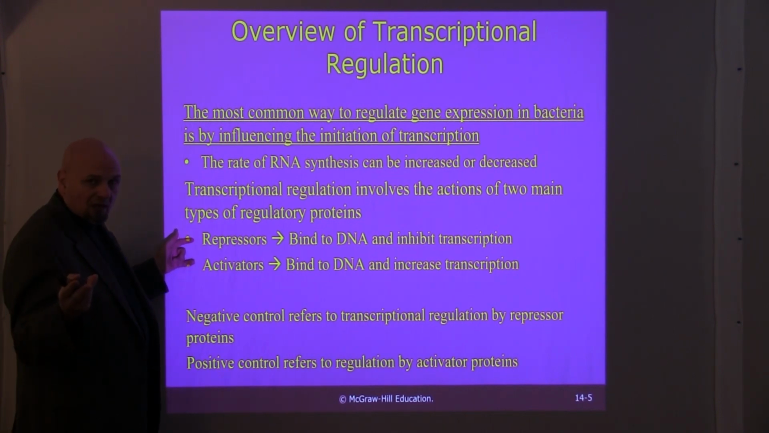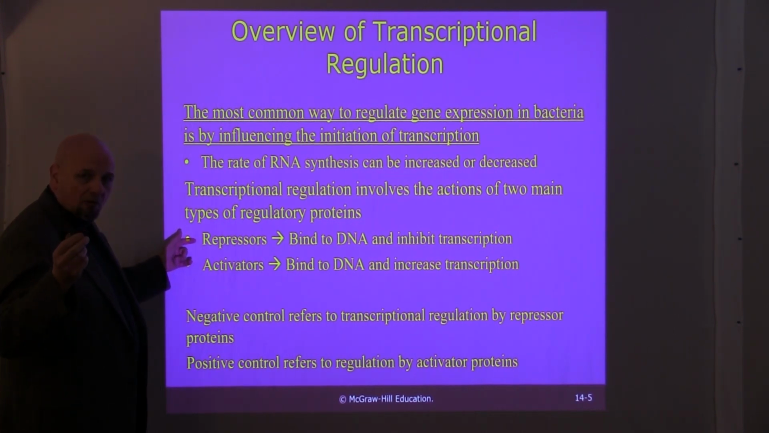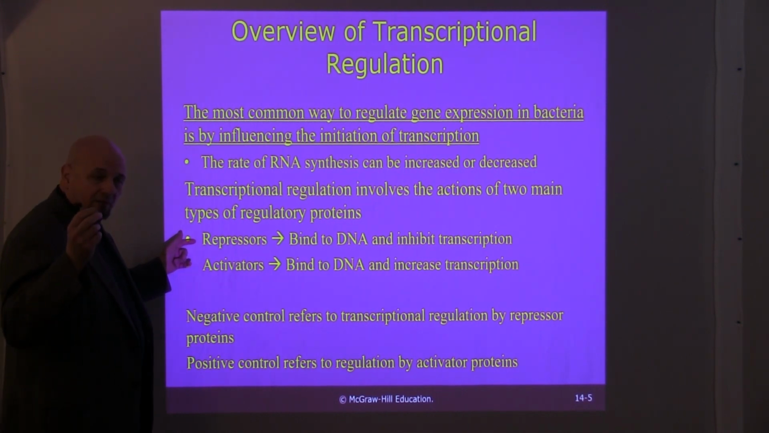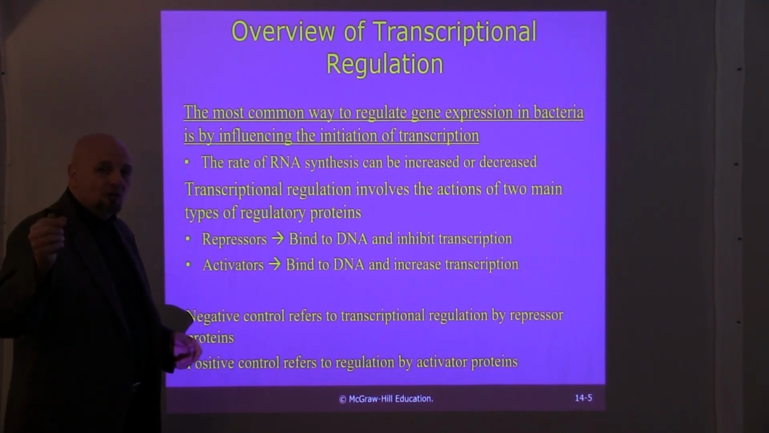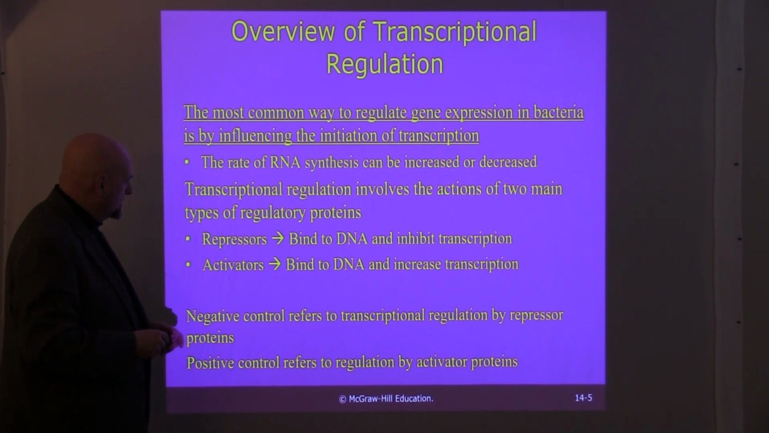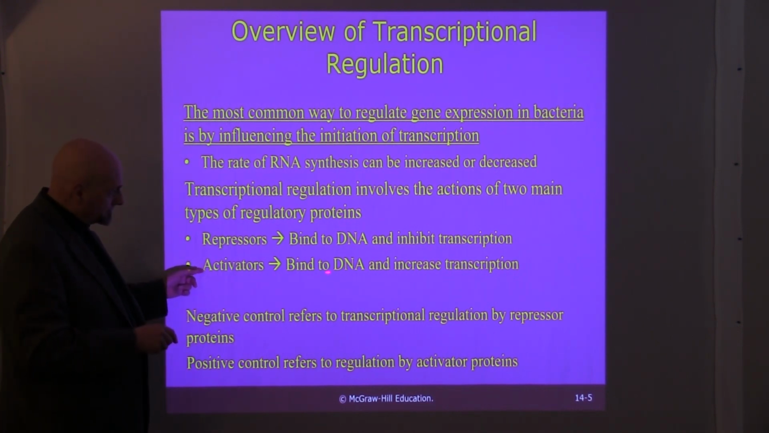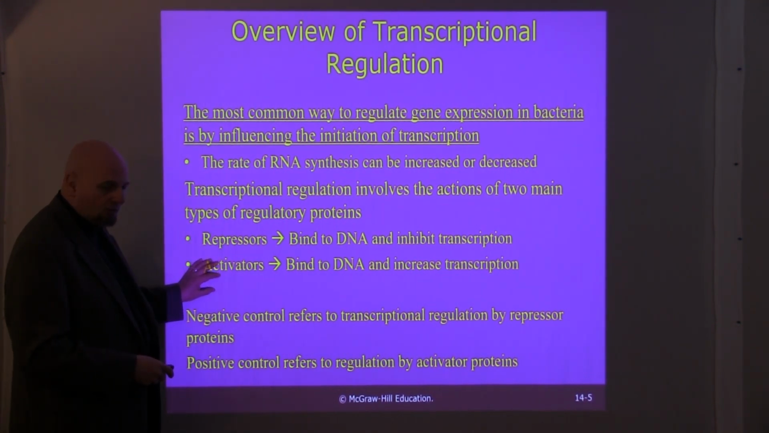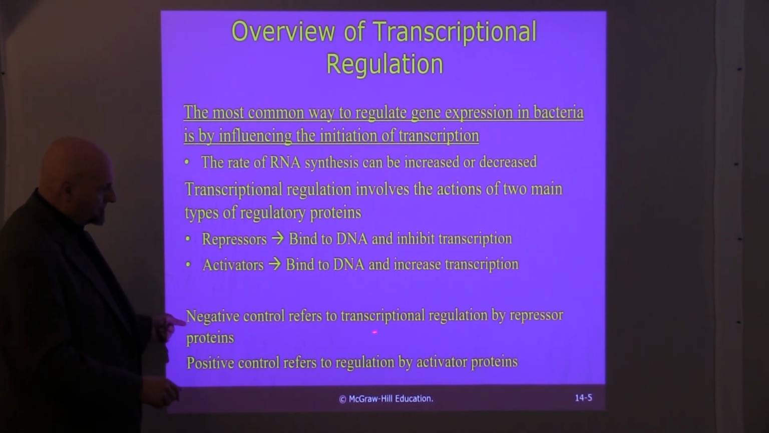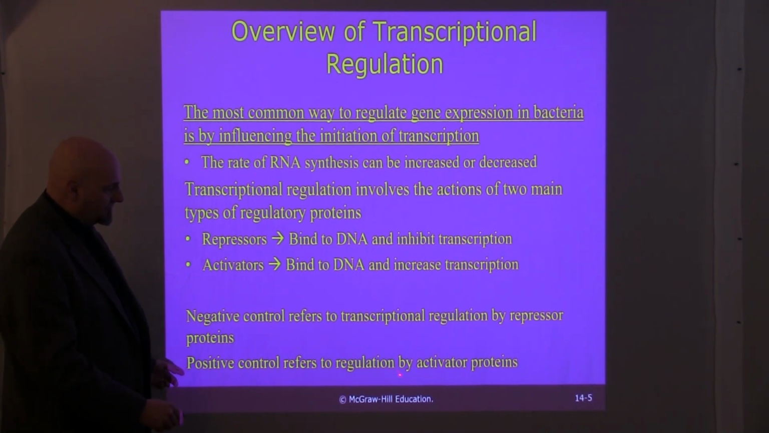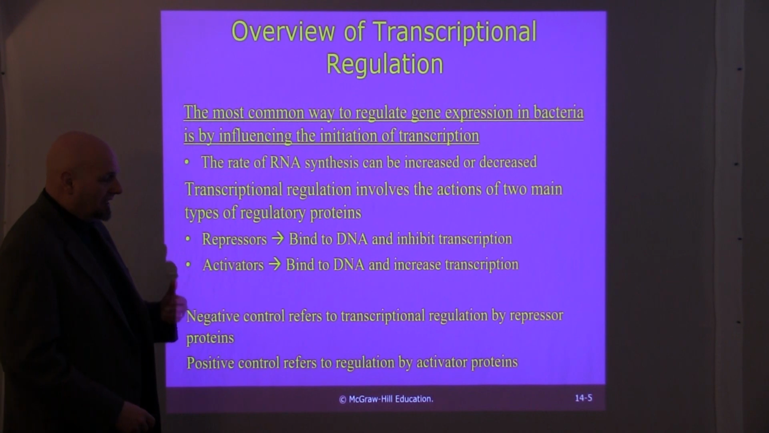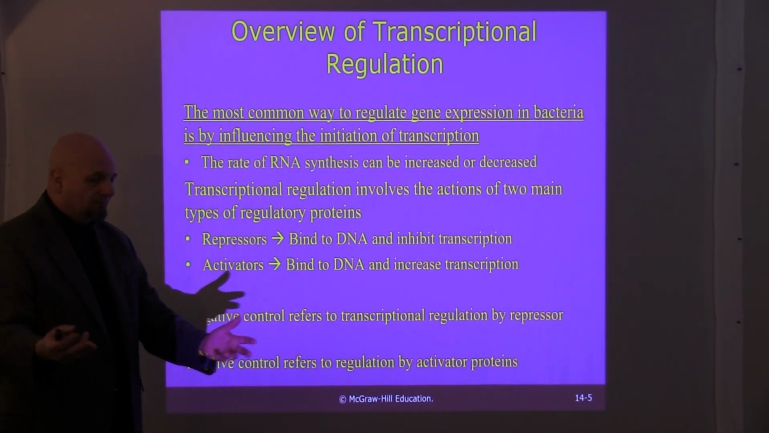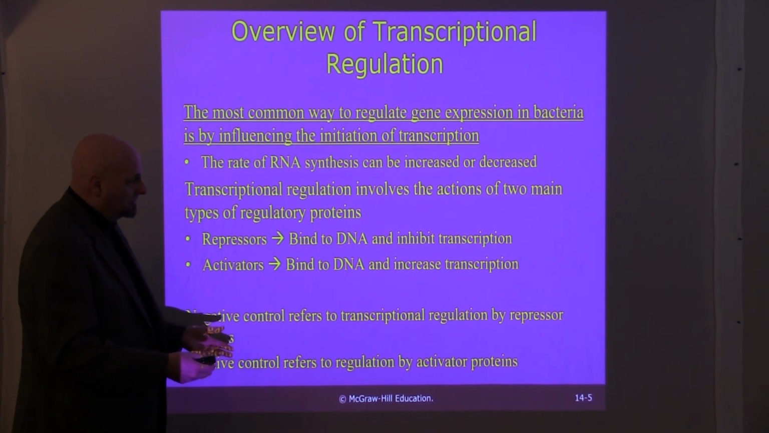As I mentioned, they can be repressed. The first model we're going to be looking at, which was the first one identified, deals with repression of gene expression. This binds to the DNA and inhibits the transcription of that particular gene that's associated with it. But we also have activators. They bind to the DNA and increase transcription, and in the end we'll look at that one as well. So negative control refers to transcription regulation by a repressor protein. Positive control refers to regulation by an activator protein, something that binds to it to turn the gene on. Okay? So we'll learn about both of those as we go on.